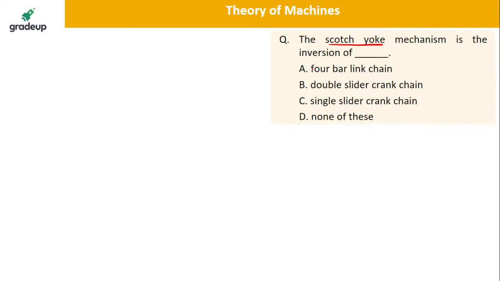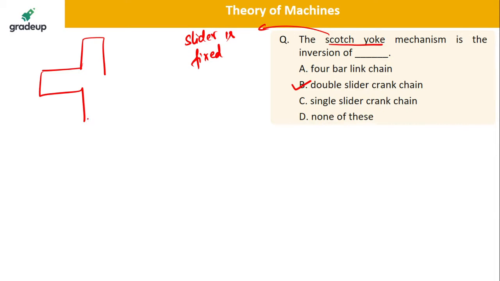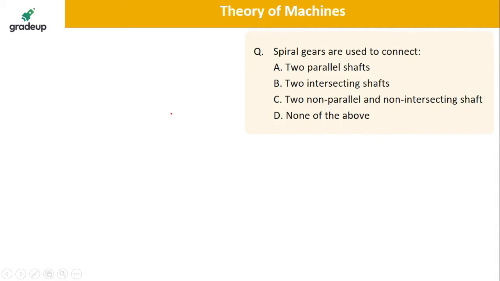Scotch yoke mechanism is an inversion of a double slider crank chain. Very good. Double slider is obtained when the slider is fixed. If you are having a double slider and you fix any one of the sliders, then you will get the answer. Option B. Option B. Very good. Next.